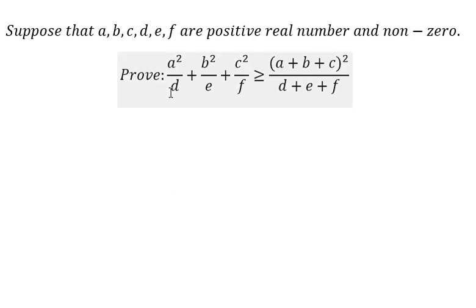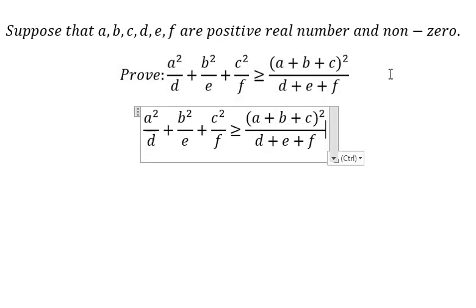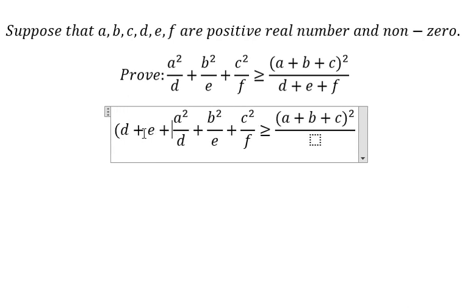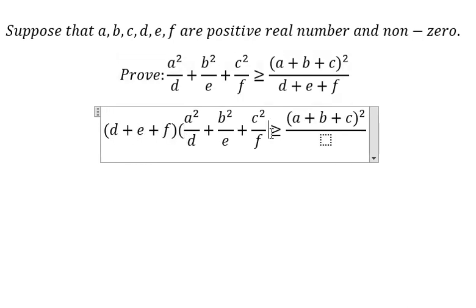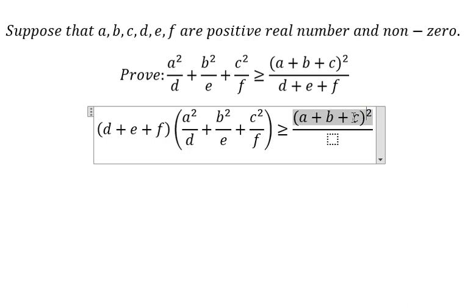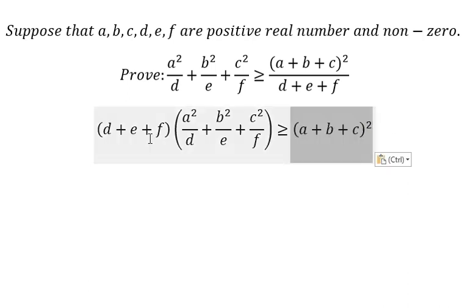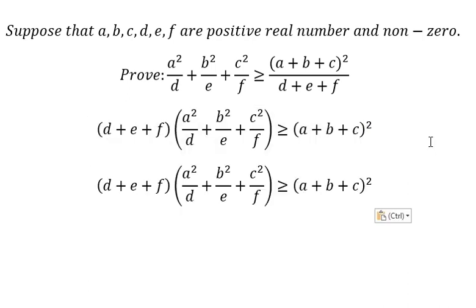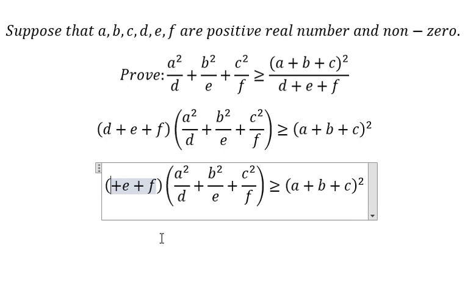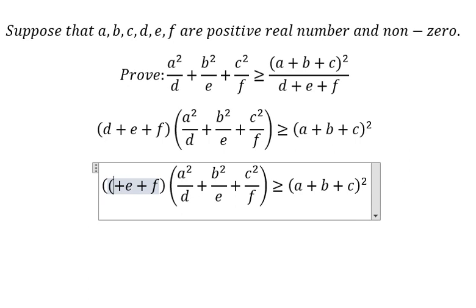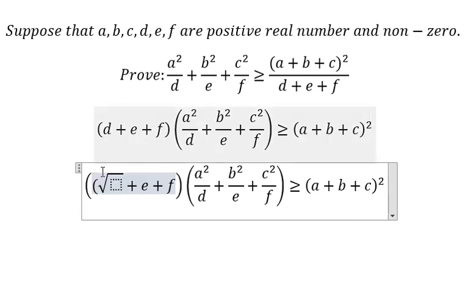So the first thing we need to do is multiply both sides by d plus e plus f, and that should be like this. Next, this one we can change to the square root of everything to the power of 2. Similar for this one.